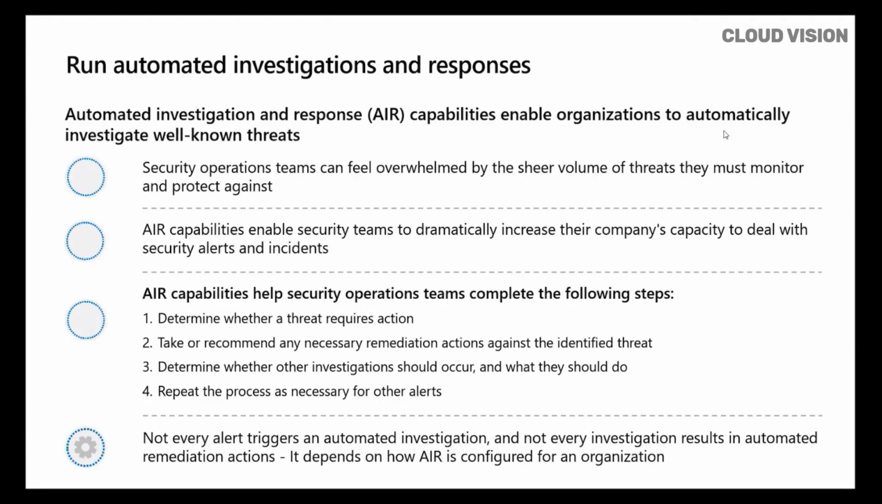So these AIR capabilities help security operation teams complete the following steps that you see over here, like determine whether a threat requires an action. It will also make a recommendation on the remediation actions against the identified threat. If the threat is a case of a misclassification or a false positive, they can determine whether other investigation should occur and what they should do. And again, they'll repeat the process as necessary for all the other alerts.